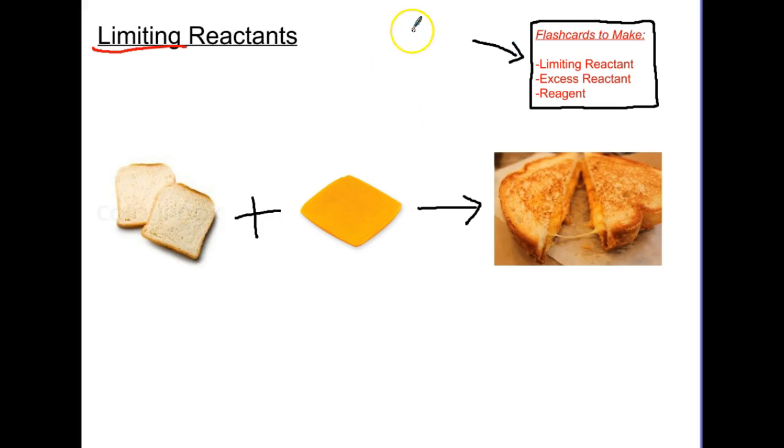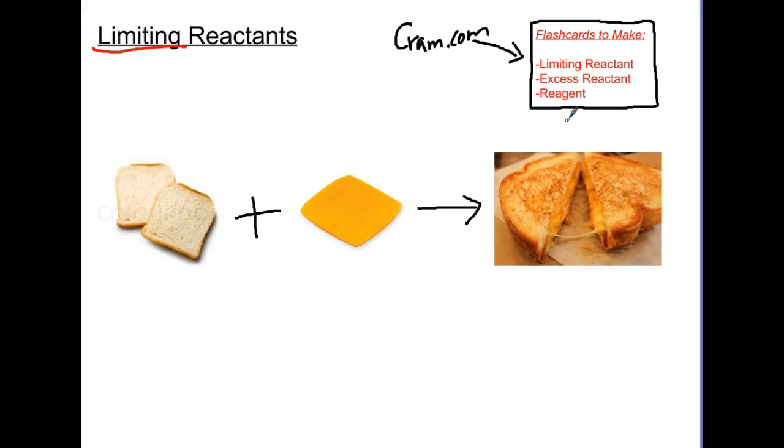And you need to take these vocabulary words and create flashcards for them on cram.com. So the three vocabulary word flashcards for this video are limiting reactant, excess reactant, and reagent. So over the course of the video, I will go over what each one of those means, and then you'll need to go to cram.com and make your flashcards for each one of those.